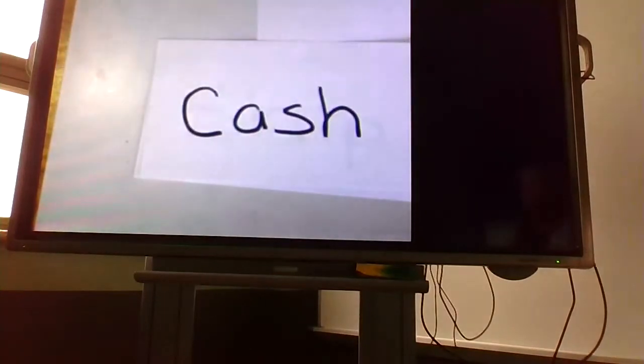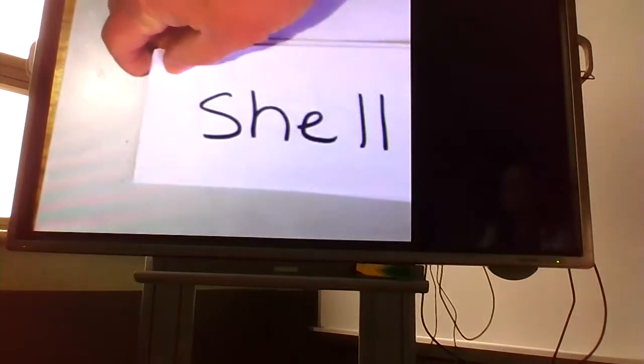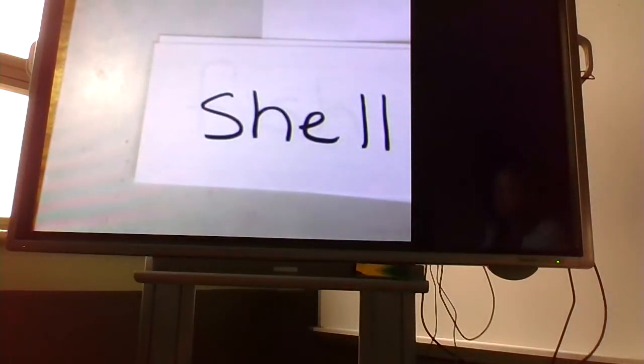My next word, cash. And there it is at the end of the word. Cash. Here it is at the end of the word again. Fish. And then we have it at the beginning of this word. Shell. It also has a Jeffro there. Shell, like the shells that you can pick up off the beach.